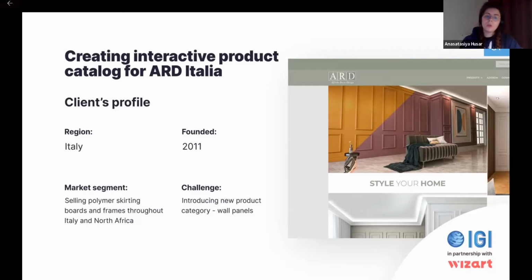Their focus was mainly on skirting boards and frames, but they decided to launch a new product category for them, which is wall panels. And what is really worth mentioning here, and why we have chosen this very example to share with you today, is that these are leather textured wall panels. So the surface finish, the embossing, the texture is the selling point for them in this case. Could you please move to the next slide, Zina?